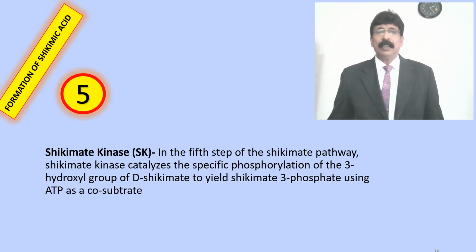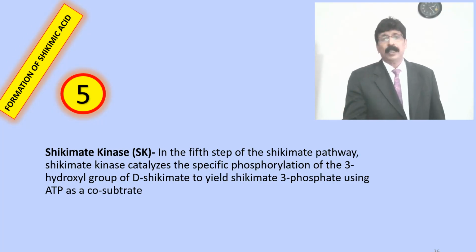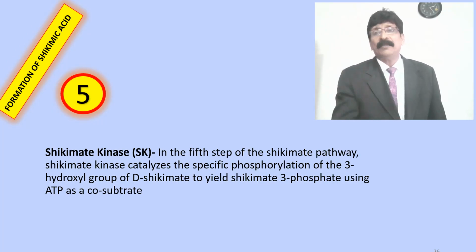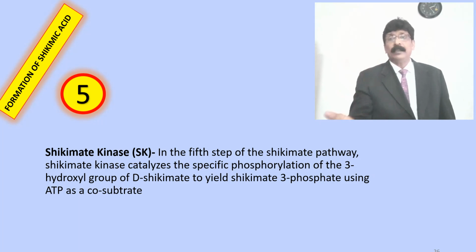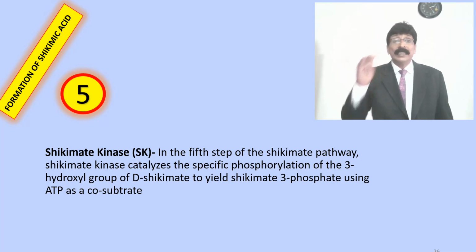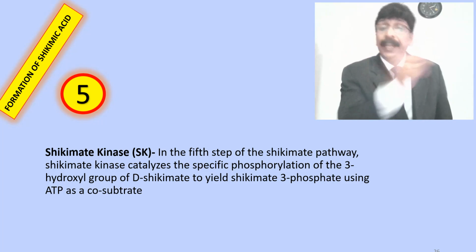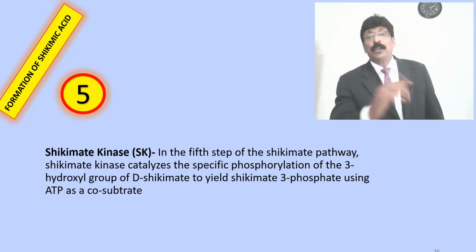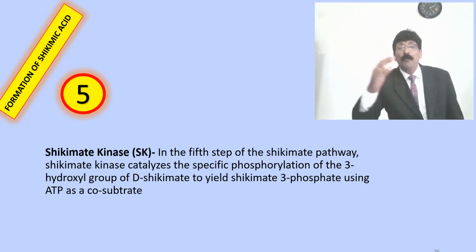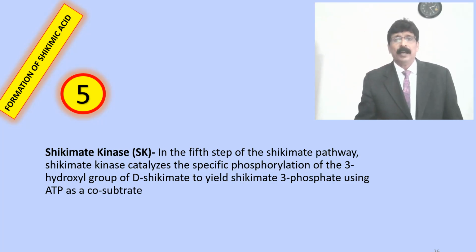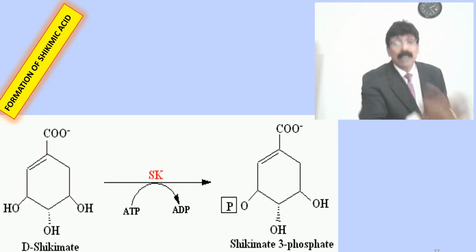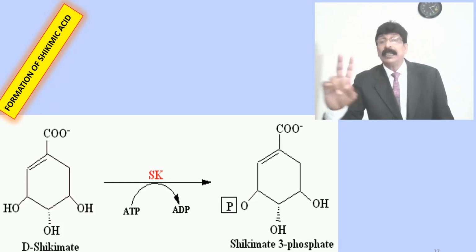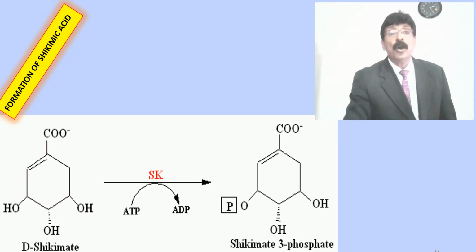Understand? Shikimic acid. The fifth step: shikimate kinase will now act as the enzyme. Shikimate kinase catalyzes the specific phosphorylation of the 3-hydroxyl group of D-shikimic acid, or shikimate, to yield shikimate 3-phosphate. Now you are phosphorylating using ATP as a co-substrate. You can see here shikimic acid, or shikimate, is converted into shikimate 3-phosphate. The phosphate is getting attached to the OH group.